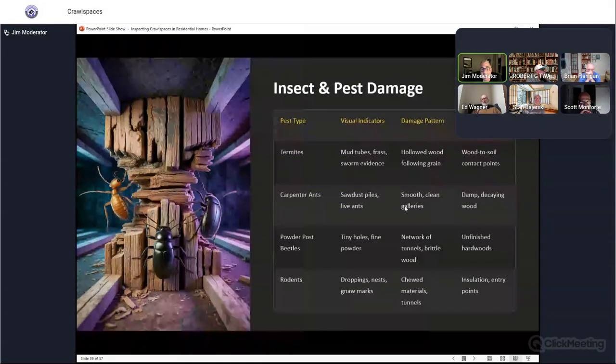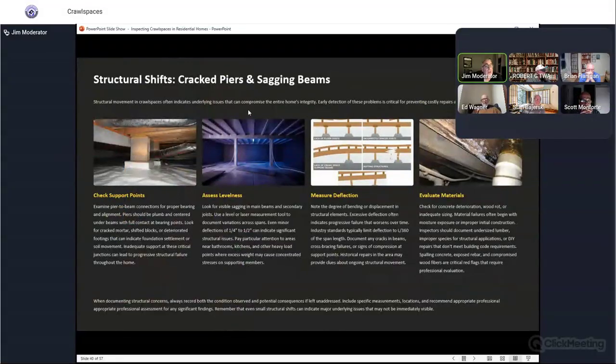Powder post beetles are the tiny little holes, and it will leave fine powder on the floor underneath it. A network of tunnels and brittle wood. And rodents are kind of obvious. So we're short on time here.